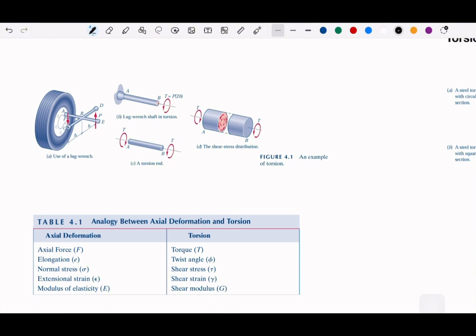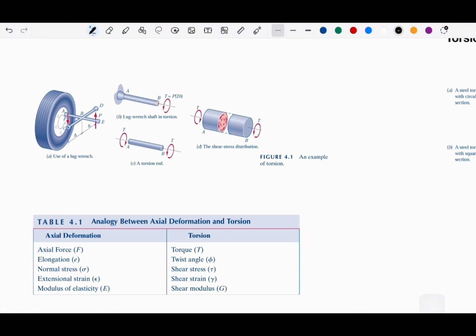So the difference between axial deformation and torsion is basically the way the force is exerted. In axial deformation, we have axial forces, and then it gives elongation to the system. But in torsion, we have something we call the torque. Torque is something that can twist, and the result is that you will have a twist angle.